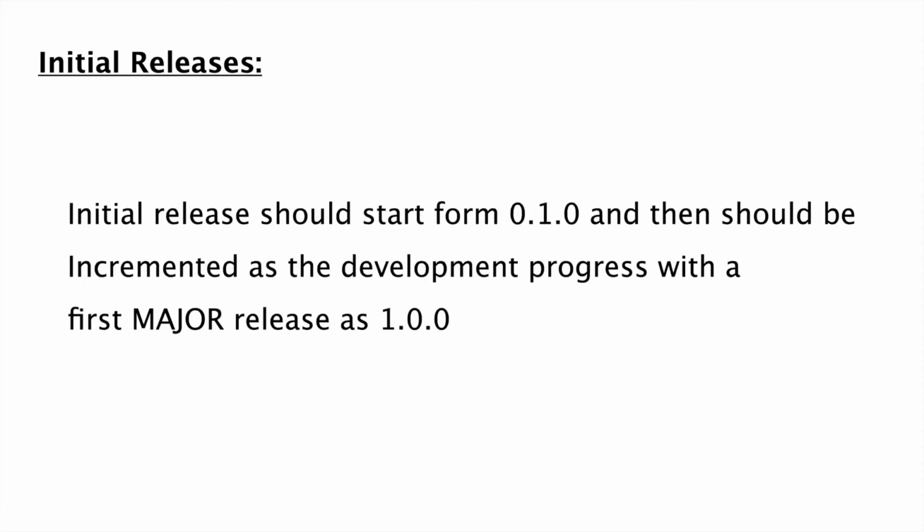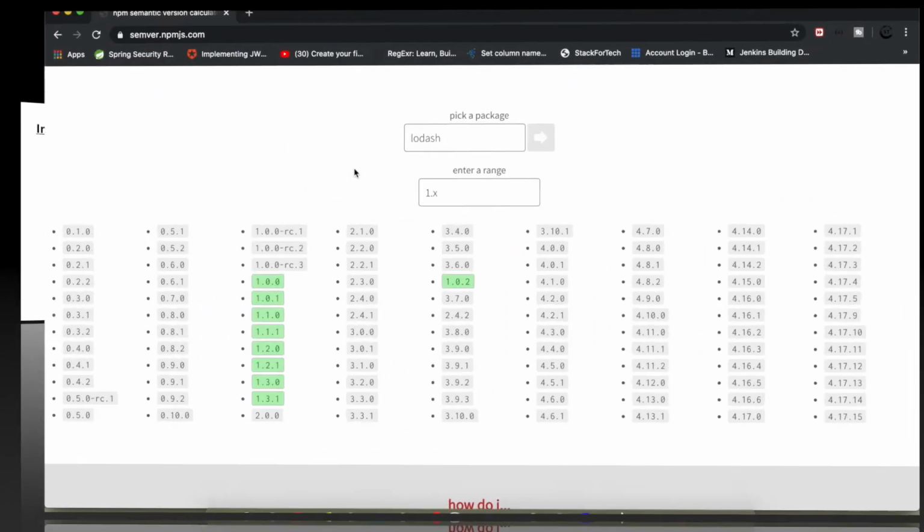Let us now go to a website known as the NPM SemVer calculator, and we'll see how we can define a patch version update, a minor version update, or a major version update in our dependency management file, or let's say package.json, in our application. So this is the website.